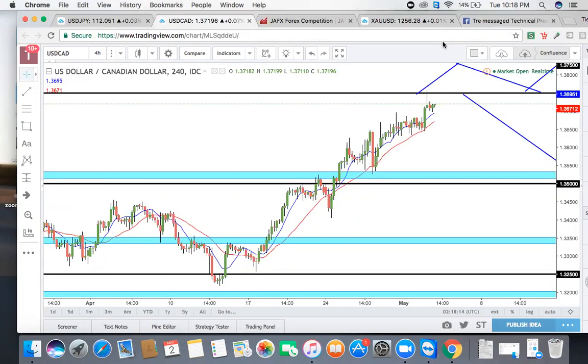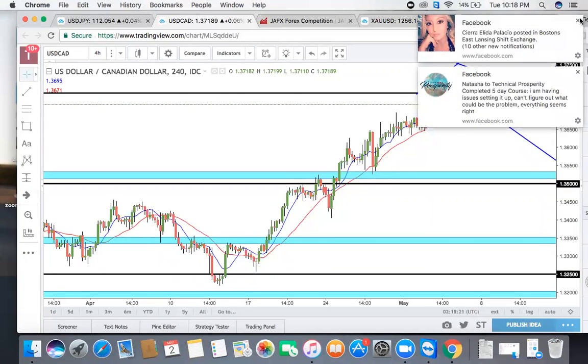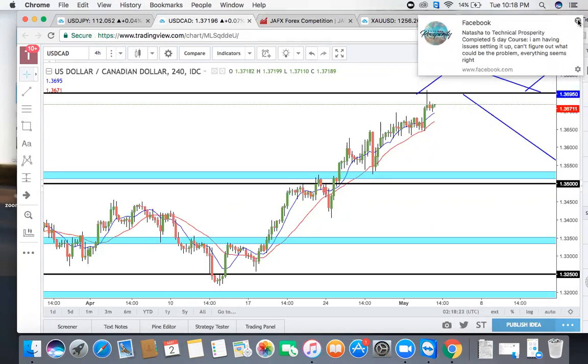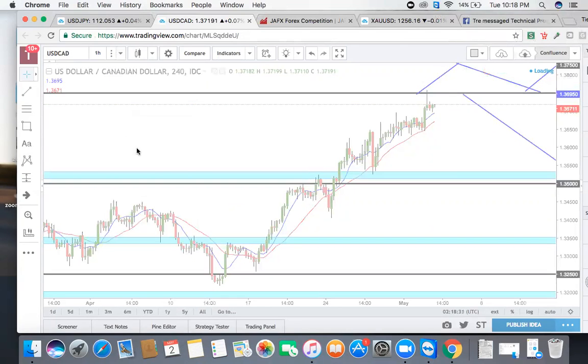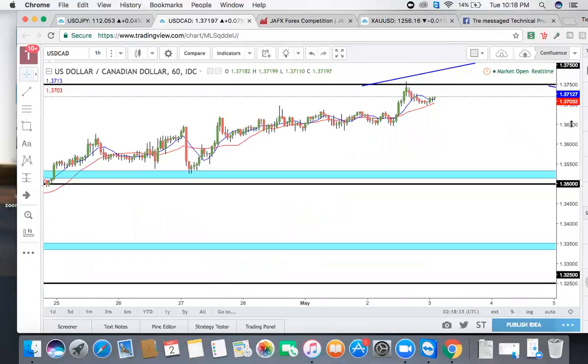How do you do period separators? What are some bearish confirmations? Period separators are on the 1 hour. You don't use period separators on the daily or the 4 hour. So how you get your period separators on the 1 hour is you obviously go to your 1 hour time frame.